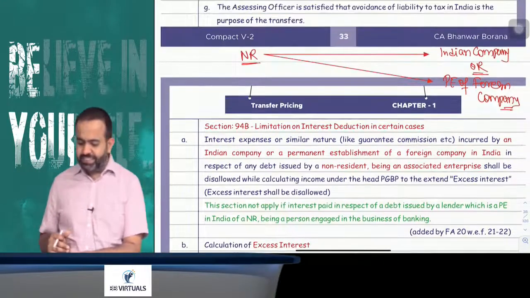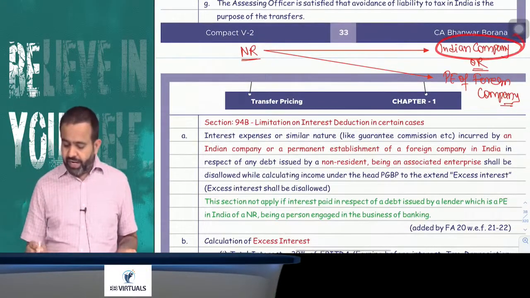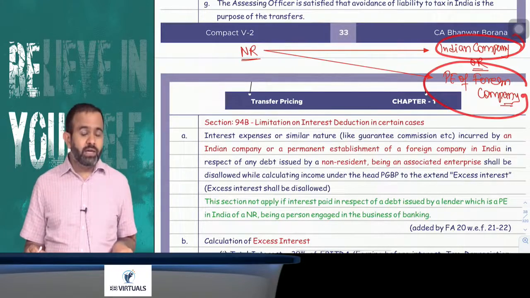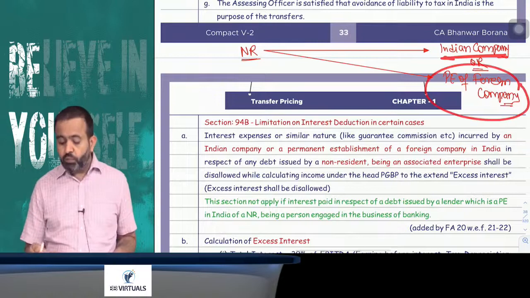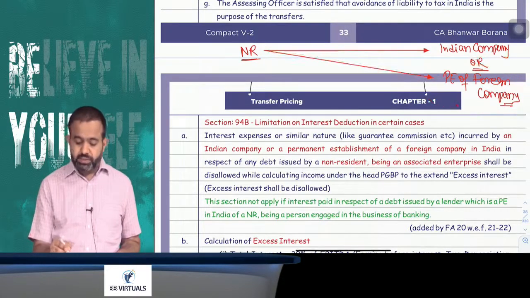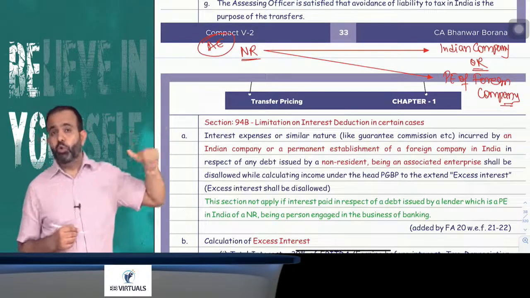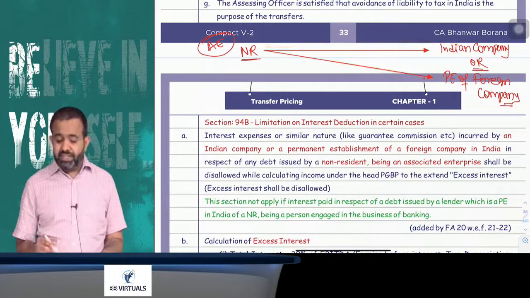This section is applicable only to an Indian company or a PE of a foreign company in India. What I am saying is that this section is applicable only to the Indian company or PE of a foreign company in India. And suppose they are taking any loan or debt from a non-resident associate enterprise and they are paying the debt charges.